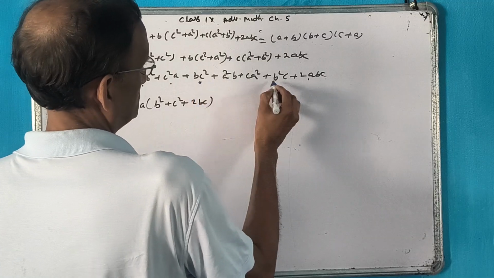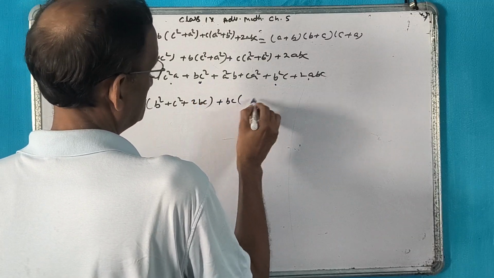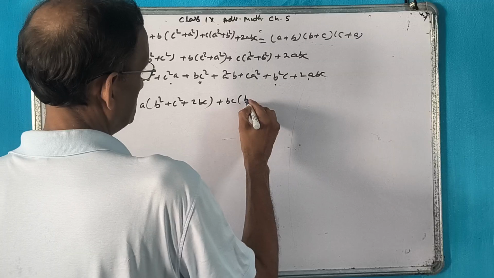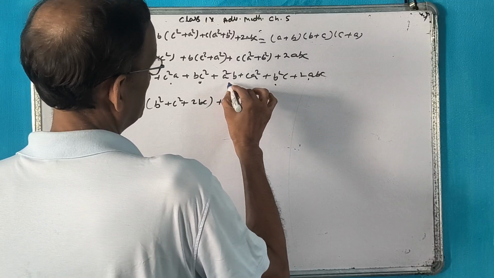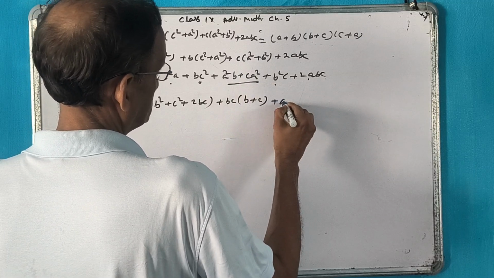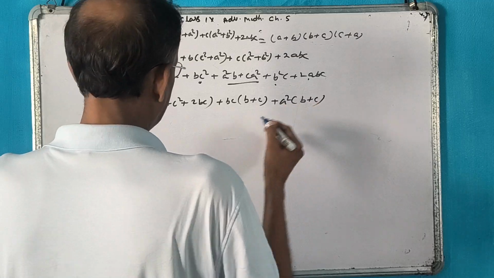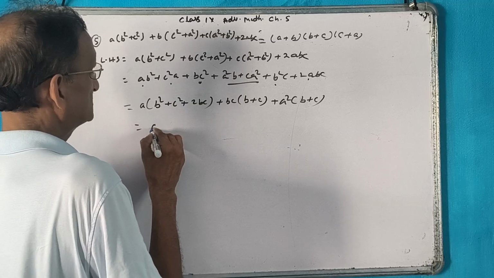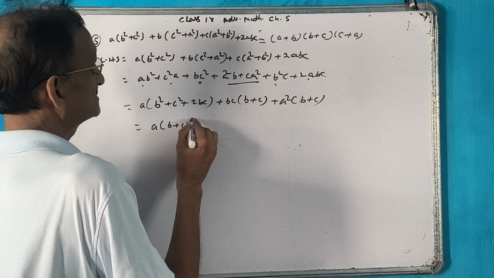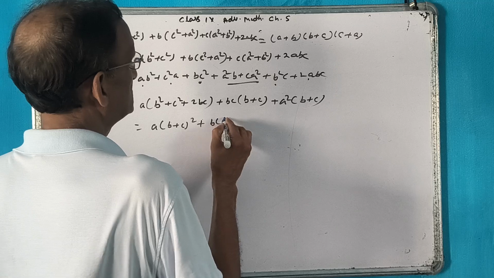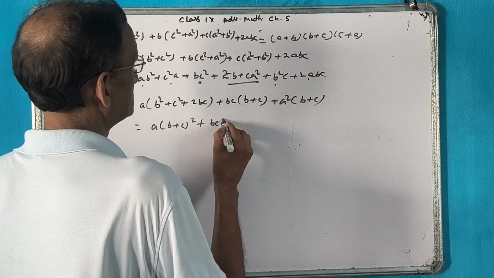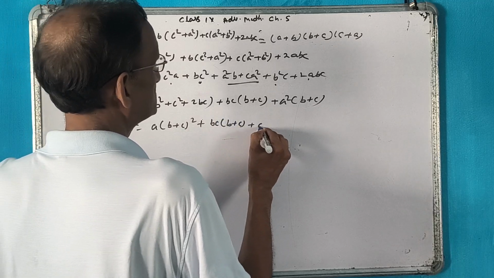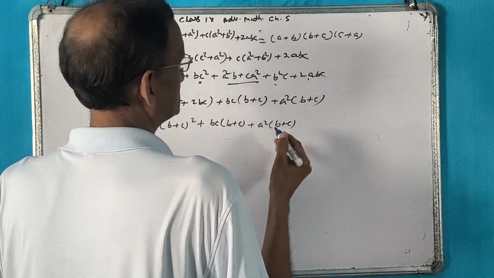From these two terms, what is common? BC. What we will get? B plus C. And from these two terms, very clearly A square is common. What we will get? B plus C. So this B square plus C square plus twice BC is the formula of B plus C whole square. This is BC into B plus C plus A square into B plus C. Okay.